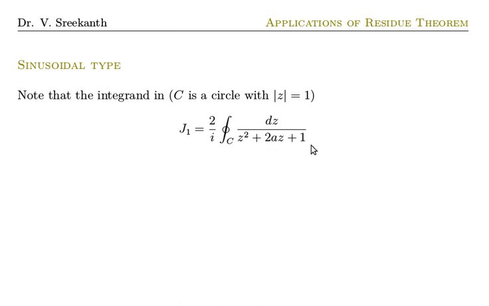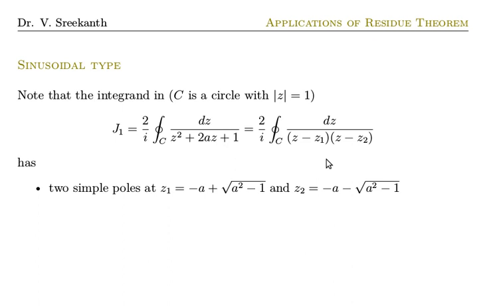So the next step is to factorize this so that we get the poles, right? It's easy. You can solve it using the standard formulas, and then we will get dz over z minus z1 into z minus z2. Basically there are simple poles, and the value of z1 is minus a plus root of a square minus 1, and z2 is minus a minus root of a square minus 1. These are the 2 values that you will get. Now note whether these 2 values are lying within the contour. That is the next step.